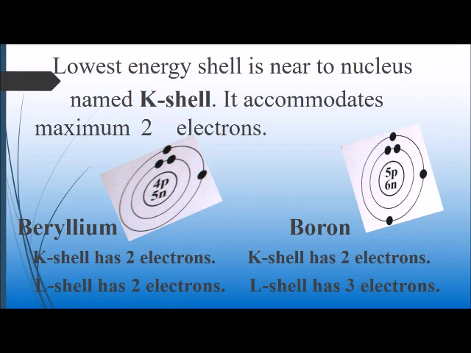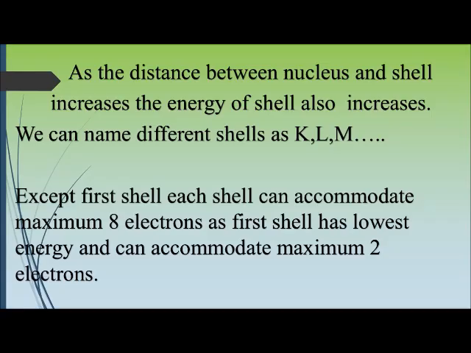Let's take another example of boron. Boron has 5 electrons and 5 protons. Protons are inside the nucleus, while out of 5 electrons, 2 electrons will be accommodated in K shell, which is the lowest energy shell, and the rest 3 will go in the next L shell.